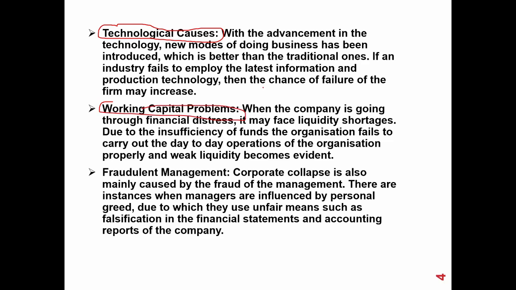The most important is working capital. Now you tell me, what is working capital? Working capital means current assets minus current liabilities. So when the company is going through financial distress, it has the most important problem of liquidity shortage. If the company has insufficient funds, it cannot carry on the day-to-day operations of the enterprise, and weak liquidity was the major cause of concern in major scams because they didn't have enough cash.